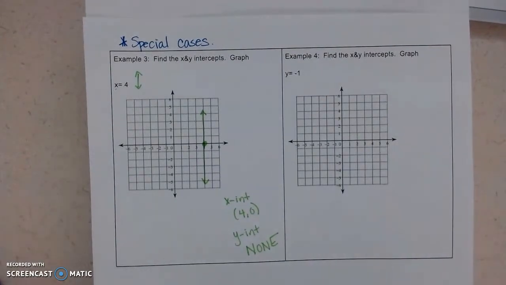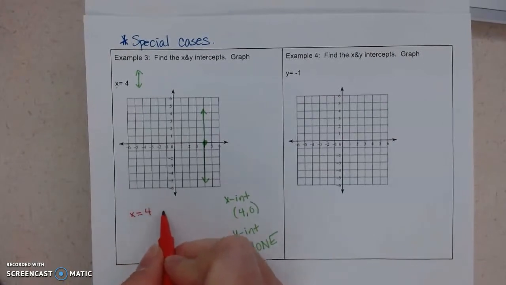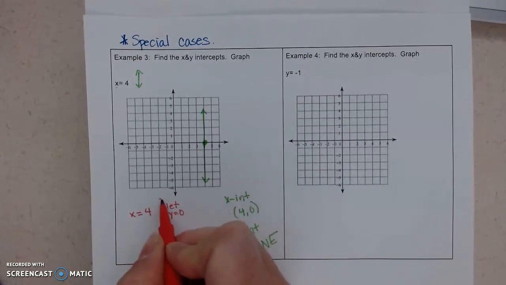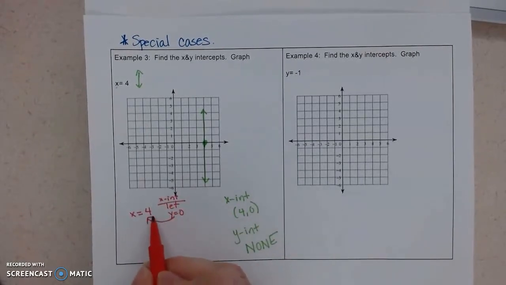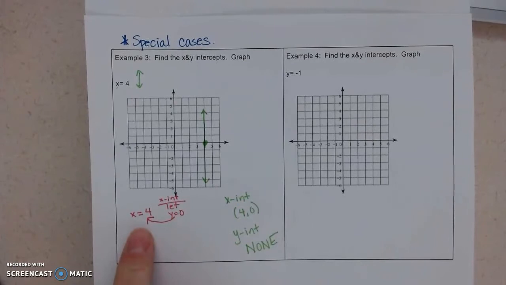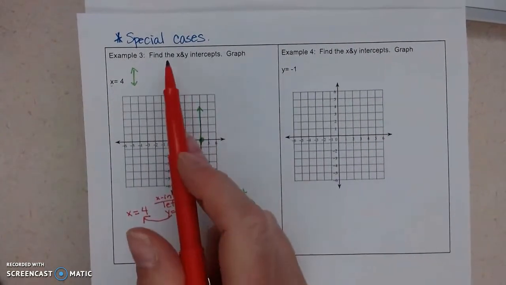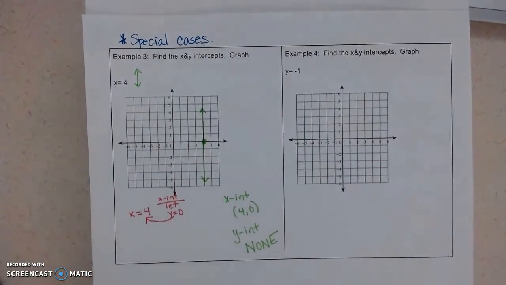Let's say I forgot and I did this algebraically. If we have the equation x equals 4 and we let y equals 0 for our x-intercept, well, we don't have a y, so that might lead us to believe that we don't have an x-intercept, but we do. That's why this is a special case, so you want to remember that it's a vertical line.